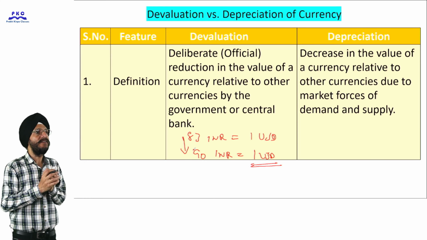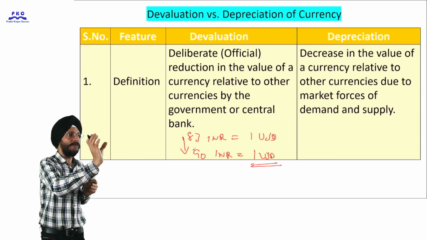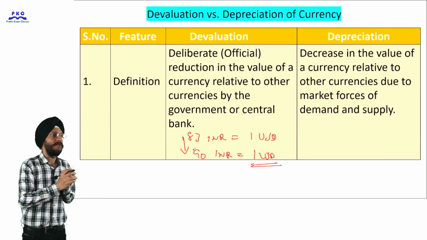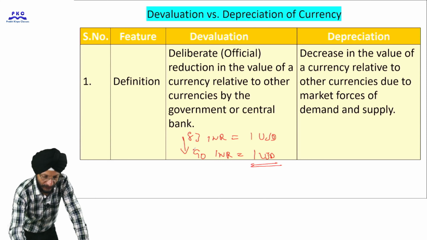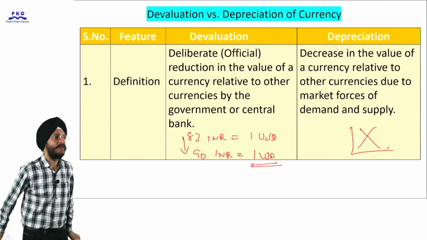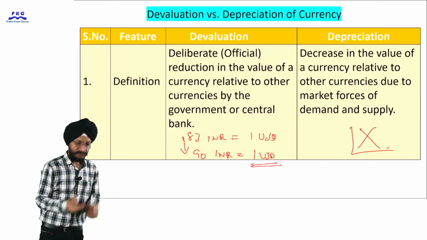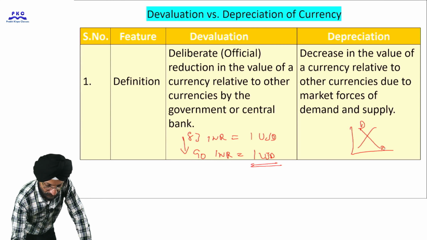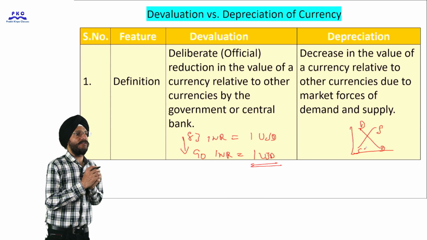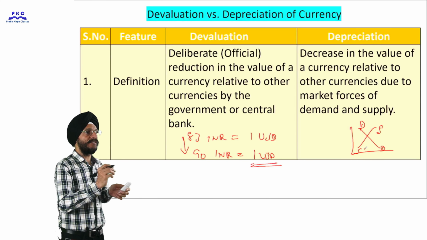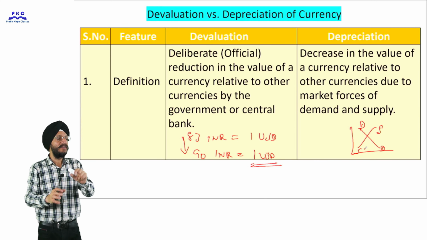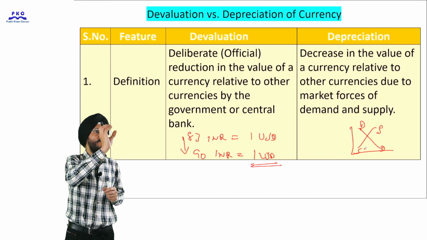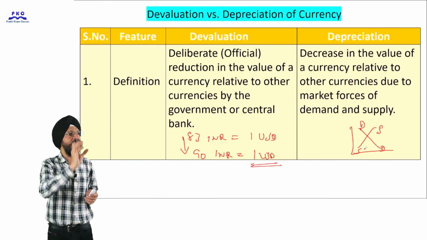On the other hand, if the value of a currency depreciates in comparison to other currencies by the forces of demand and supply, then it is depreciation of the currency. Where the market forces of demand and supply come into the picture and the value of a currency decreases, it is depreciation.